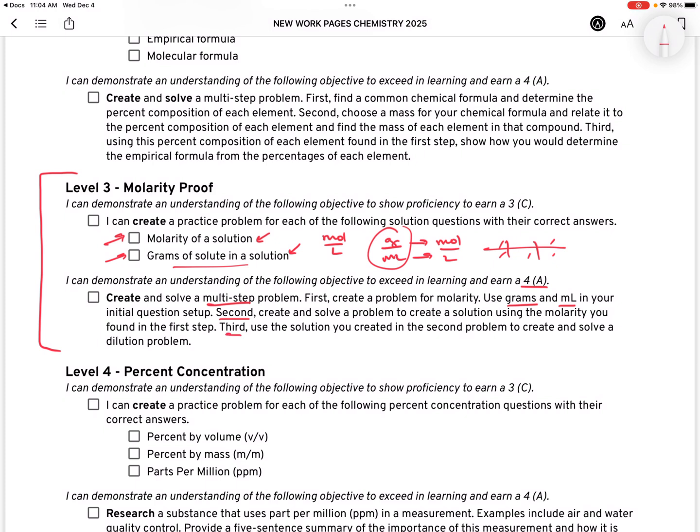And then lastly, use the solution you created in the second problem to create and solve a dilution problem. So now we're going one step further, and you have to create a dilution problem. And basically, you're going to take the solution that you've created, and you're going to dilute it. And you're going to pick your own values and show the calculation for that. All right? And use the reference sheet.